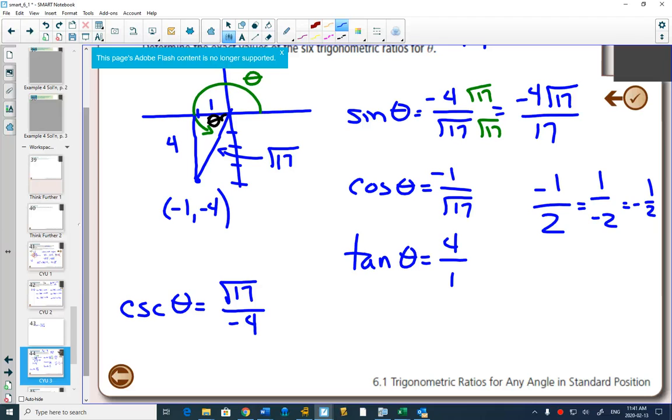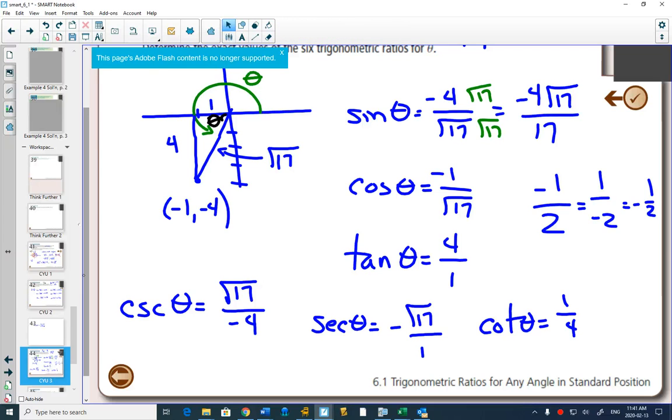So secant of theta, which is the reciprocal of cos, will be negative root 17 over 1. You could write the over 1 if you wanted to. You wouldn't need to. And cotangent of theta will be 1 over 4. So we're really working with a lot of our definitions in this question. Okay?